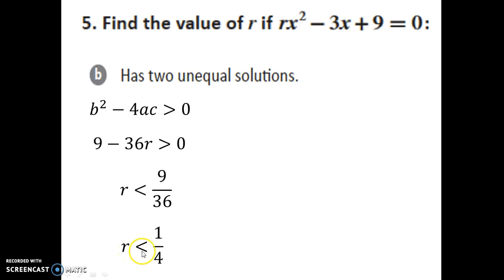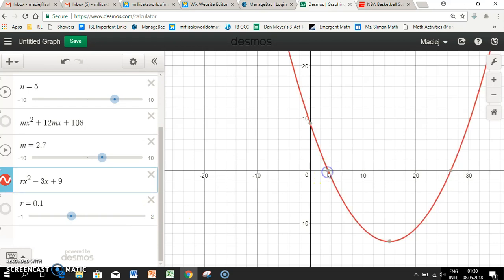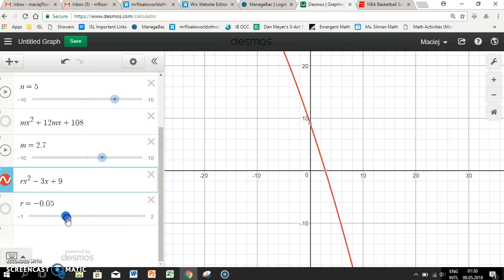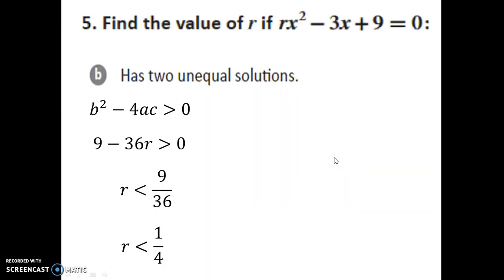Let's check. So when r is less than 1/4, this thing will have 2 solutions. And I think we just saw that already. When r is less than 1/4, so if I go here, this is less than 1/4, it has 2 solutions right here. So see, r is still less than 1/4, and then r is 1/4, one solution, and r is greater than 1/4, no solutions. Everything makes sense.